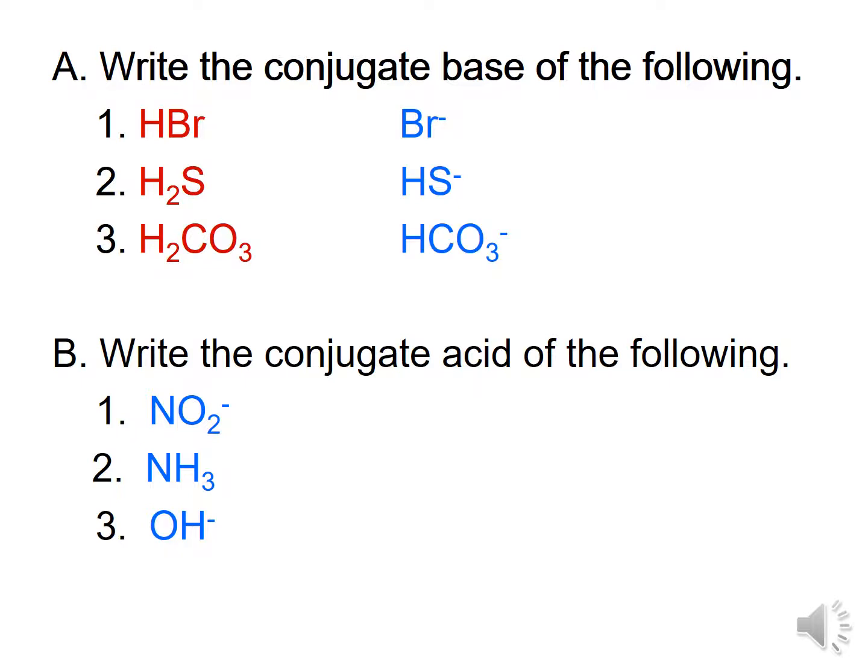Now you want to study this because this was not something we talked about in Chem 1. The conjugate acid of the base NO2 minus would be HNO2. You make a conjugate acid by adding an H plus. NH3's conjugate acid would be NH4 plus, and OH minus's conjugate acid would be water. Just put H plus onto the formula, add H, add a plus charge. If you've already got a minus, of course, that makes it neutral.